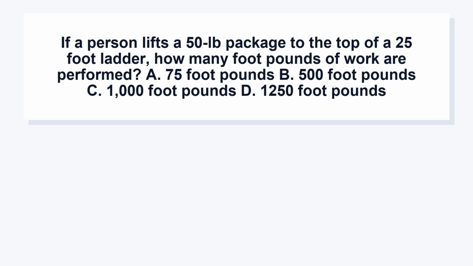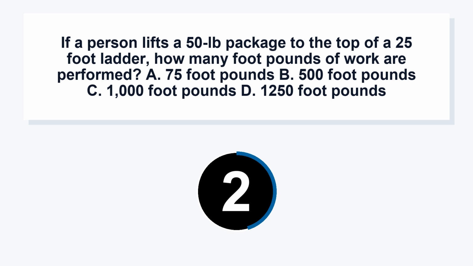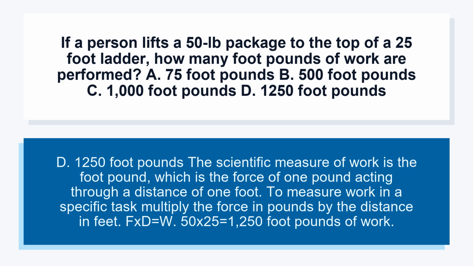If a person lifts a 50 pounds package to the top of a 25-foot ladder, how many foot-pounds of work are performed? A. 75 foot-pounds. B. 500 foot-pounds. C. 1,000 foot-pounds. D. 1,250 foot-pounds. D. 1,250 foot-pounds. The scientific measure of work is the foot-pound, which is the force of 1 pound acting through a distance of 1 foot. To measure work in a specific task, multiply the force in pounds by the distance in feet. F times D equals W. 50 times 25 is equal to 1,250 foot-pounds of work.